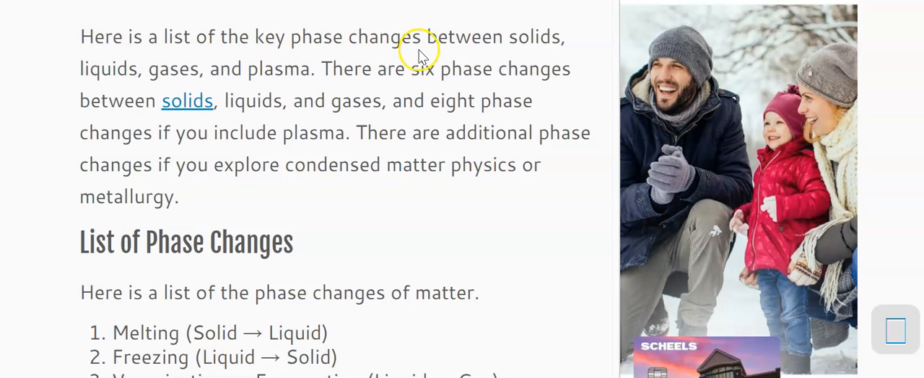There's a list of key phase changes between solids, gases, liquids, and plasma. As 5th graders in Michigan, do we have to worry about plasma being a phase? No, we do not. So we'll be ignoring that. So there are 6 phase changes between solids, liquids, and gases. Those are the ones we're after. So it tells you how many we need to focus on. There are additional phase changes if you explore condensed matter physics or metallurgy. Do you suppose 5th graders in Michigan need to do that?